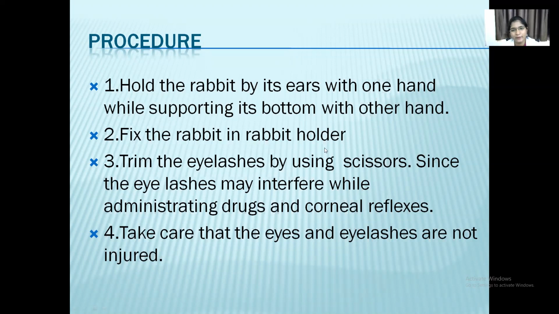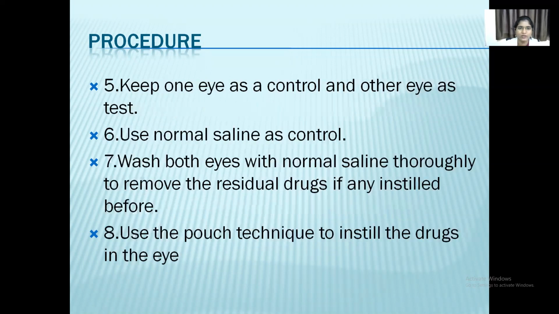Fix the rabbit in the rabbit holder. Trim the eyelashes using scissors, since the eyelashes may interfere while administering drugs and checking corneal reflexes. Take care that the eyes and eyelashes are not injured. Then keep one eye as a control and another eye as a test eye. Use normal saline for the control eye. Wash both eyes with normal saline thoroughly to remove any residual drugs installed before.